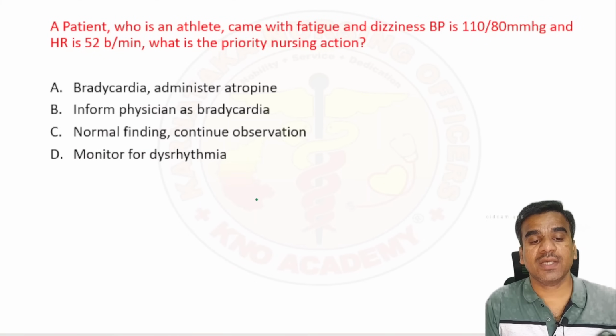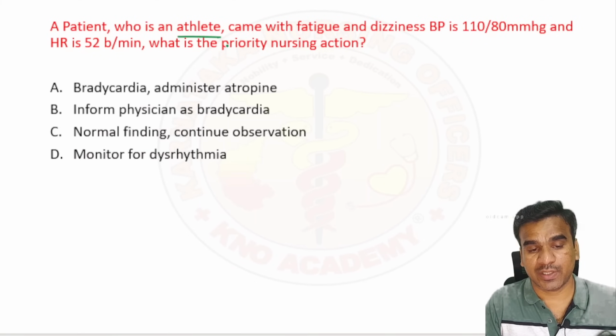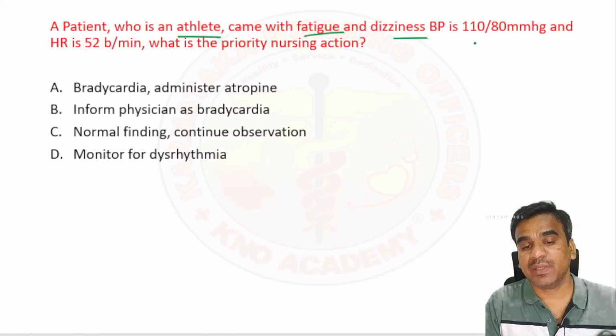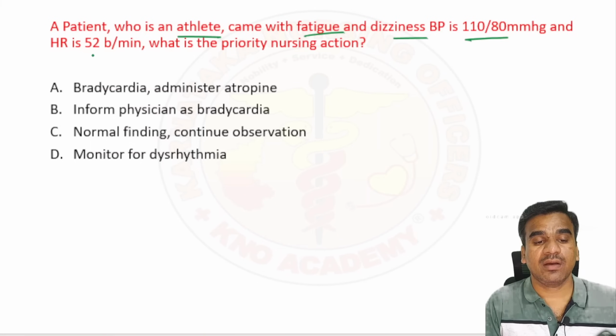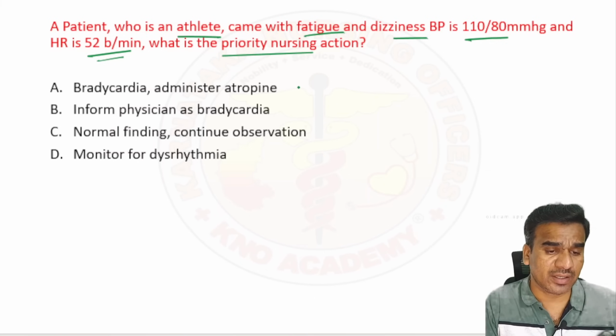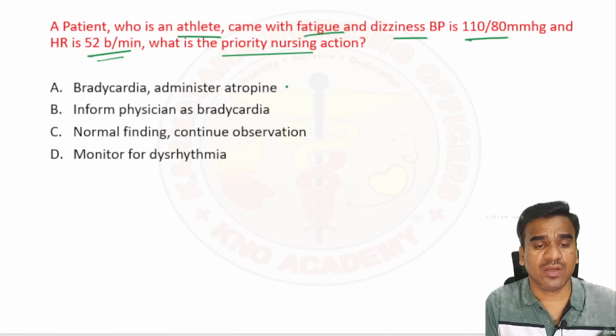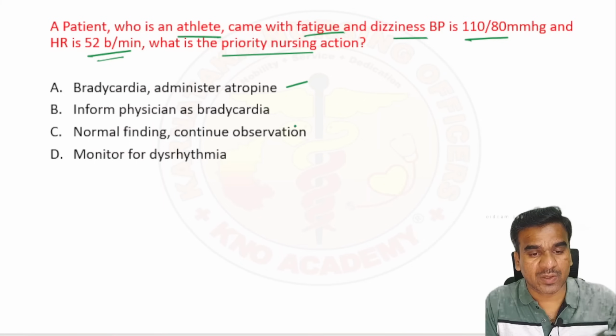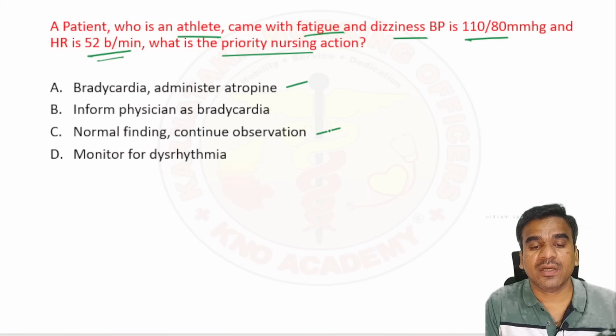A patient who is an athlete. So this is very, very important. The athlete came with fatigue and dizziness. BP is 110 by 80 and heart rate is 52 per minute. What is the priority nursing intervention? Bradycardia is there. Options: administer atropine and inform the physician as bradycardia; or, it's a normal finding and continue observation.